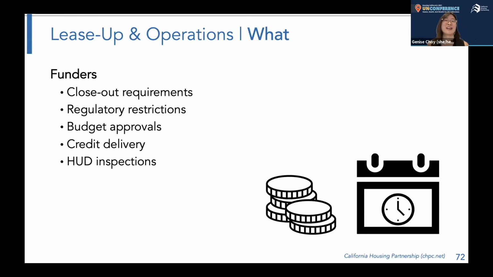So again, all the decisions you make during pre-development and construction, the better you negotiate with your funders, because all these things get determined before construction even starts, all these requirements and restrictions. The better you negotiate those items during pre-development, the easier it's going to be for your team during operations to meet these requirements and work with funders.